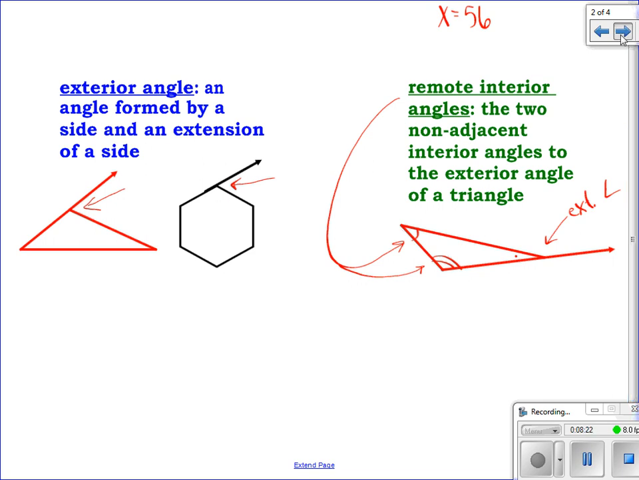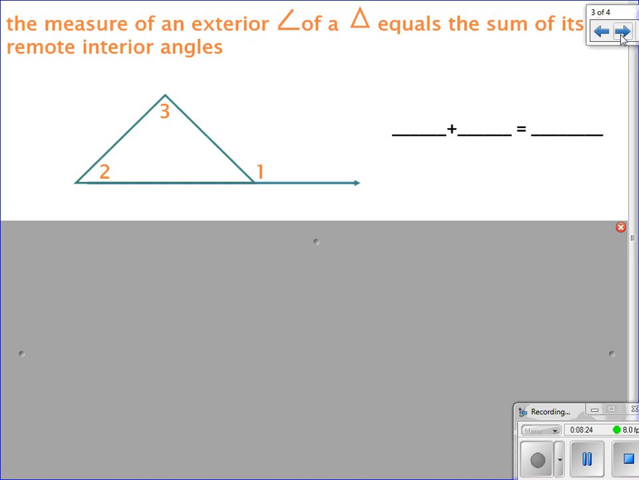Okay, here's the sentence. The measure of an exterior angle, okay, so the exterior one of a triangle equals the sum of its remote interior angles. So what would be filled in the blanks here, according to this picture? Angle 3 plus angle 2 has to equal the exterior angle of angle 1. So that's how you're going to set up your algebra when you see these problems on your homework and on the test.